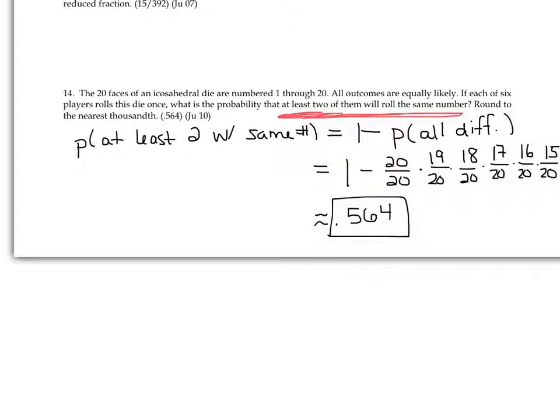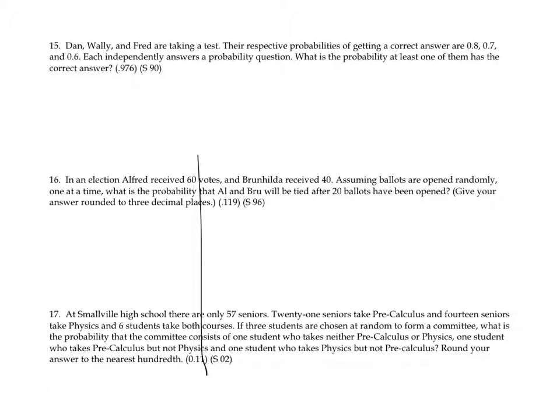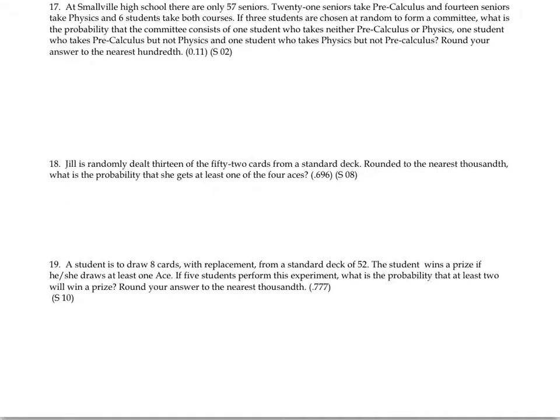And finally 18. Okay, Jill is randomly dealt 13 of the 52 cards from a standard deck. Rounded to the nearest thousandth, what is the probability that she gets at least one of the 4 aces?